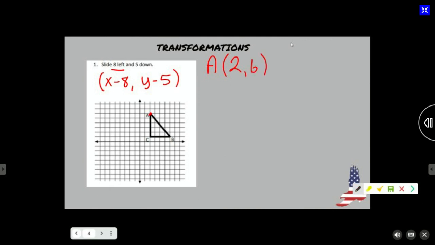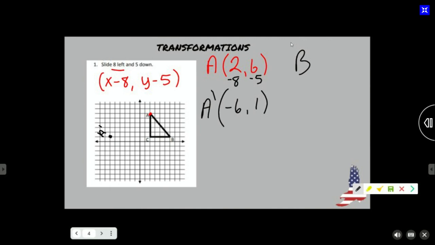All right, what do I need to do to x? Minus 8. What do I need to do to y? Minus 5. So my A prime is going to be 2 minus 8, that's negative 6, and 6 minus 5 is 1. So A prime is left 6, 1, 2, 3, 4, 5, 6, and up 1. Do you want us to plot the points after we get done with it? Yep, and you gotta label them.